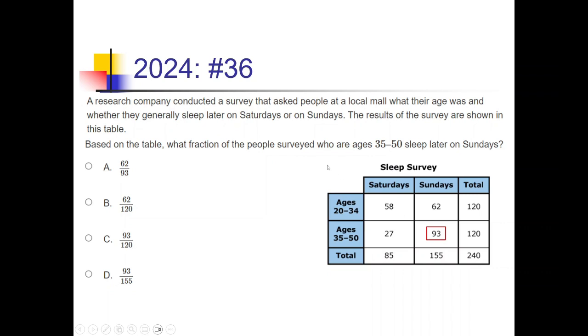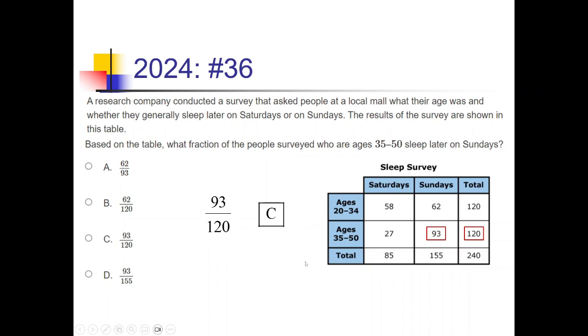The way they've worded the question, they're saying what fraction of people surveyed who are ages 35 to 50. So we're assuming that we're only looking at the 35 to 50-year-olds. How many of them are there? The total, given over in this column, is 120. So 120 is going to be our denominator, 93 out of 120. And that is going to be answer choice C.